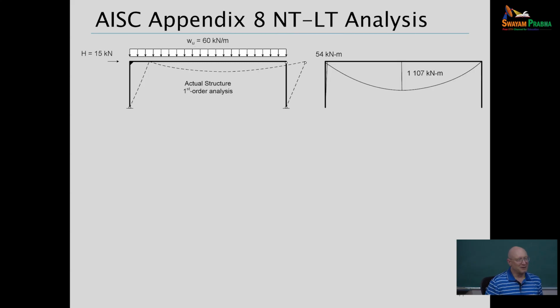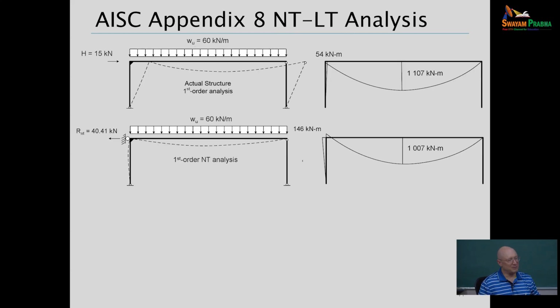And then another group of practicing engineers will say, no, we should have that in there. So it's been staying. All right. So NT/LT means we're going to first artificially restrain side sway. So we put in artificial or hypothetical supports at each of the story levels. Just one story here, but it could be multiple stories.